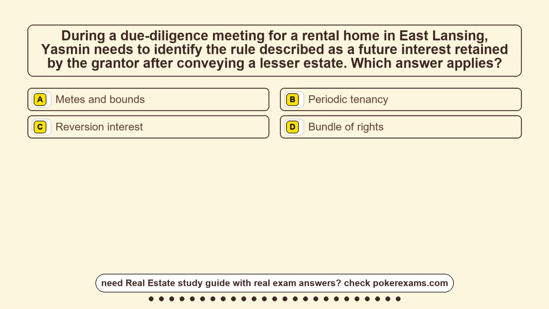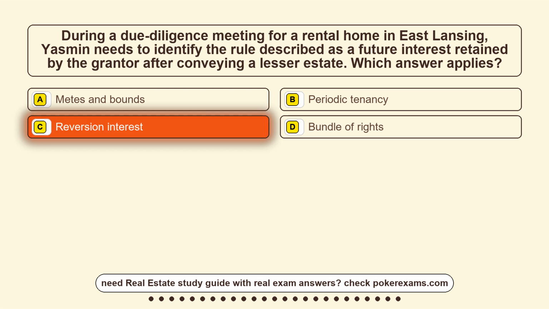Question 19. During a due diligence meeting for a rental home in East Lansing, Yasmin needs to identify the rule described as a future interest retained by the grantor after conveying a lesser estate. Which answer applies? Option A, metes and bounds. Option B, periodic tenancy. Option C, reversion interest. Option D, bundle of rights. The correct answer is option C, reversion interest.